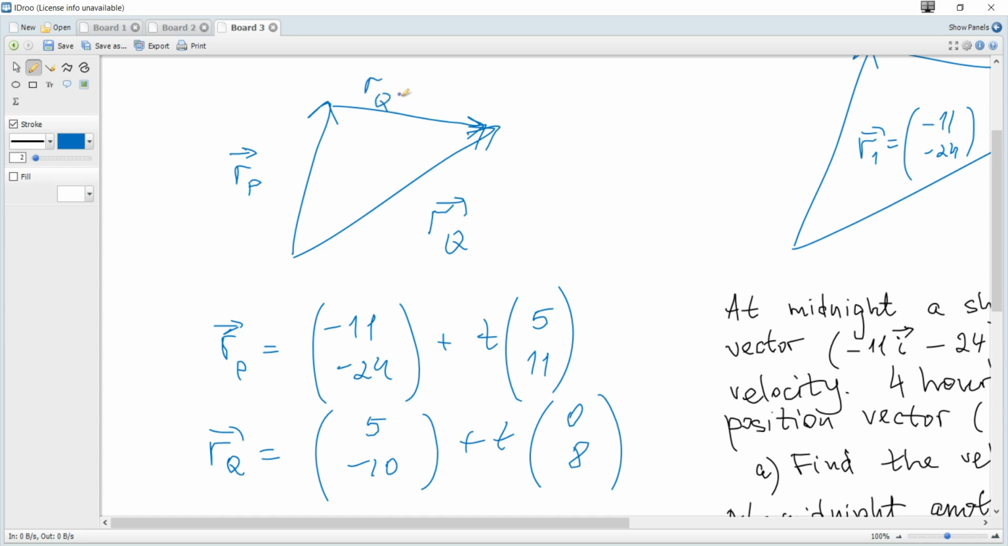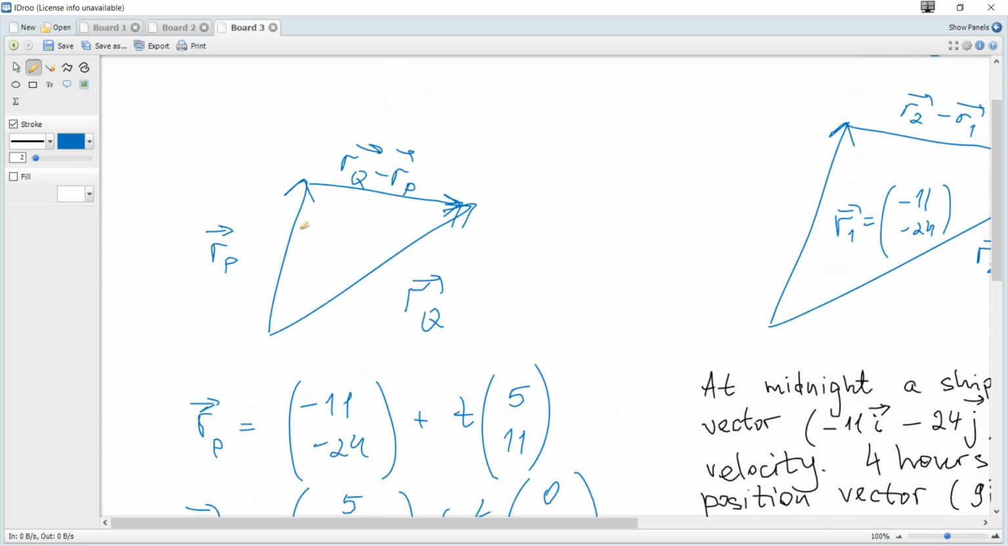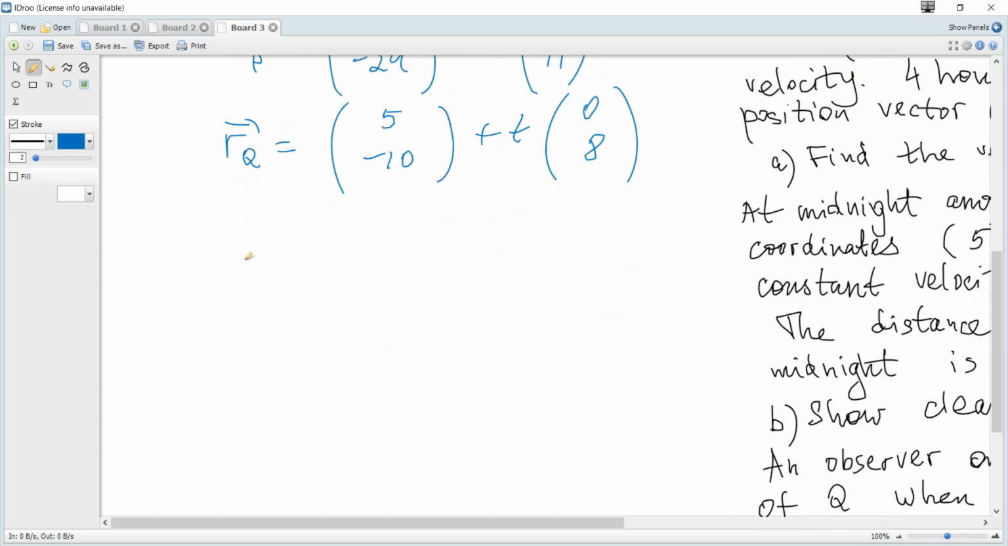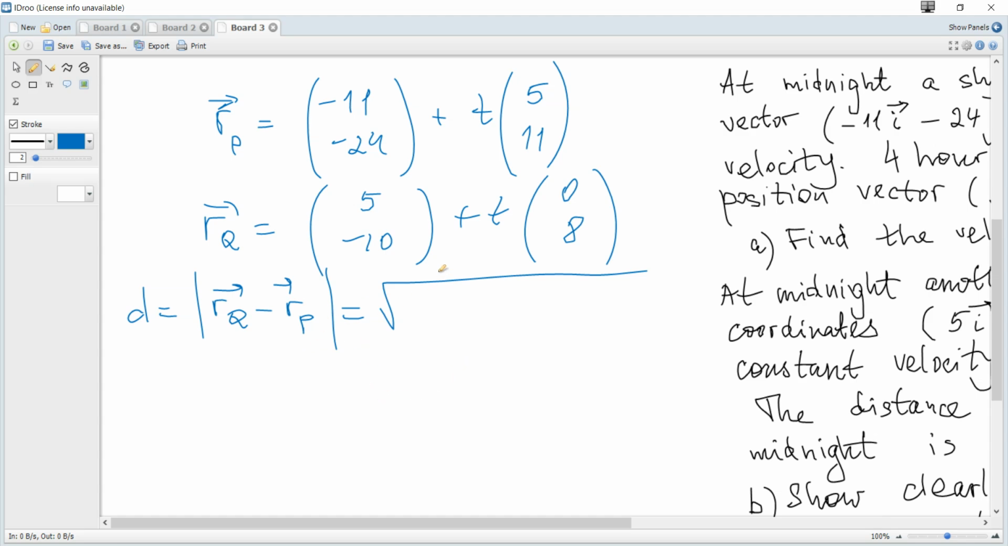So if we consider RQ minus RP, it's a displacement vector, and the magnitude of this vector is the required distance between them at any moment of time t. So distance is the magnitude of vector RQ minus RP, or RP minus RQ, it doesn't matter. And what is the magnitude of a vector? It's the square root of the sum of squares of the coordinates of a vector. But firstly, let's find the coordinates of the vector, and then we can find the magnitude of this vector.